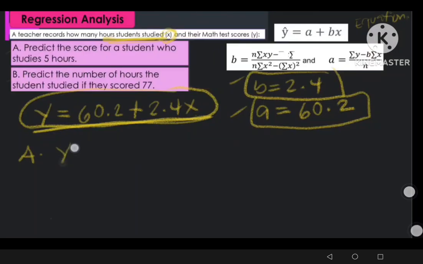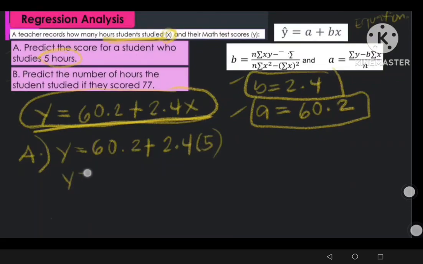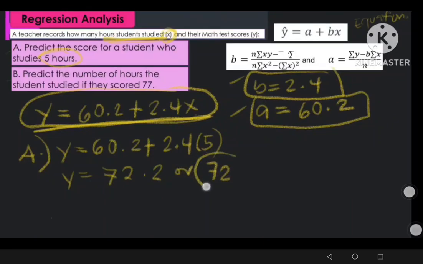So we have y is equal to 60.2 plus 2.4 times x, the number of hours. We replace it with 5. So using your calculator, y is equal to 60.2 plus 2.4 times 5. Calculate that one. You come up with 72.2, or round it off, 72. So this is the score of the student.